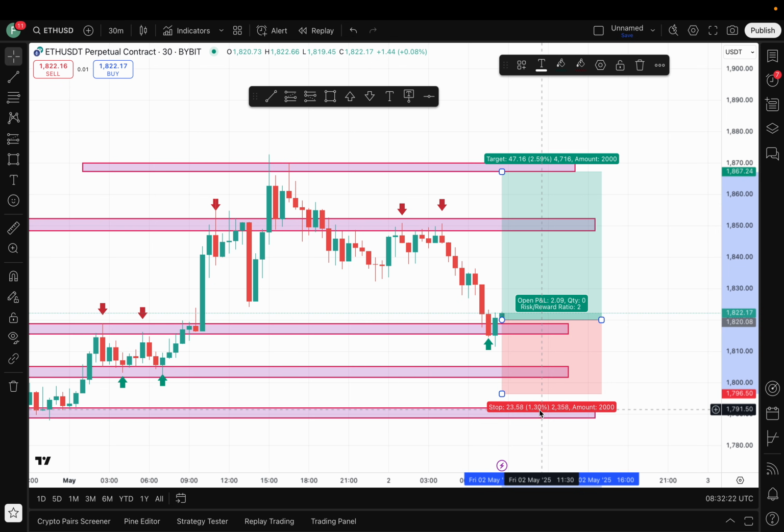So that's 1.3 times 10, which is a 13% loss. So that's a 13% loss for the stop loss. And then for this take profit, which is 2.59%, 2.59 times 10 is 25.9%. So that's the profit I will be making.